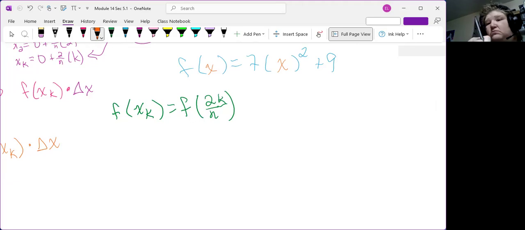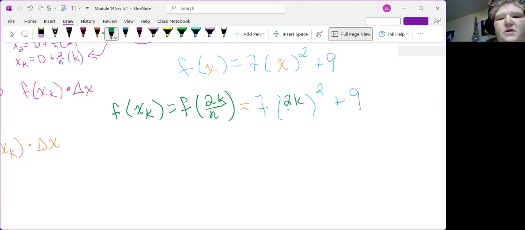What we put in, we choose, but the dance steps are predefined. That's what the function does. It tells us the dance steps. So here, my input is 2k over n. So I'm just going to put that into my function notation. So this notation here will be 7 times thing squared plus 9. My thing is 2k over n.